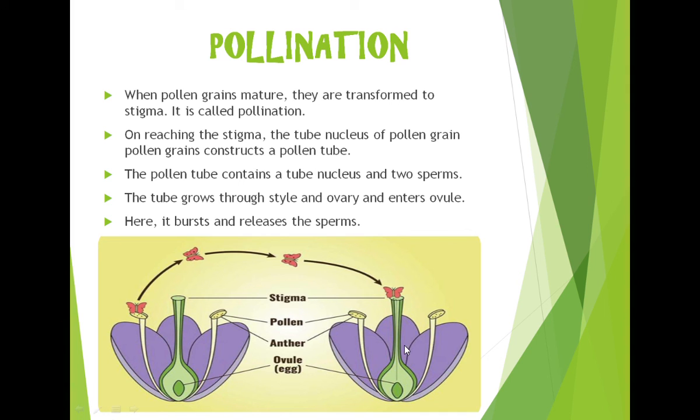और ये कैसे बनते हैं? Through the pollen tube. The pollen tube contains the tube nucleus and the two sperms. The tube grows through the style and ovary and enters into the ovule. Here it bursts and releases the sperm. So pollination is actually the beginning of the double fertilization, or pollination is the source of fertilization. यही वो प्रोसेस है जिससे स्पर्म्स कहाँ तक पहुँचते हैं? फीमेल gametophyte या फीमेल reproductive cells तक.